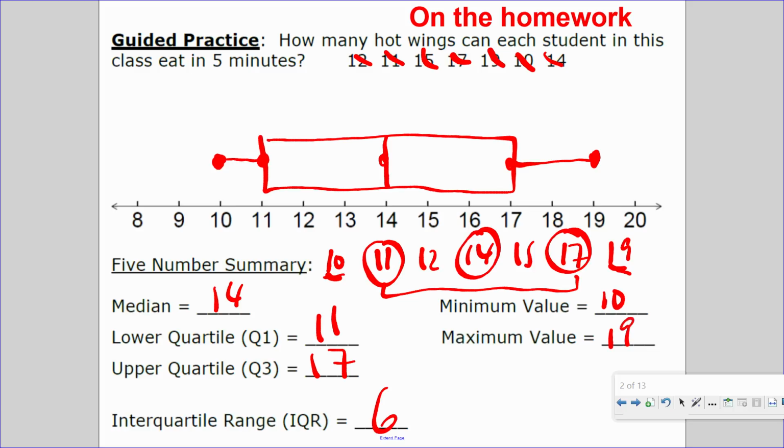So if you want to, we should label this a little more neatly. So this is the minimum. This is the maximum. This is the median. This is the quartile 1, and this is the quartile 3.